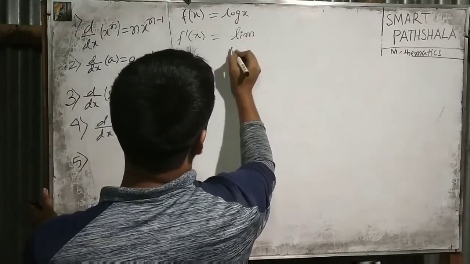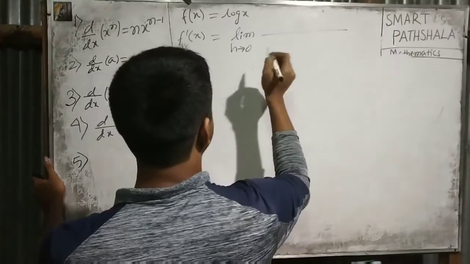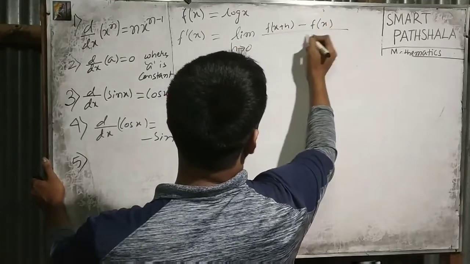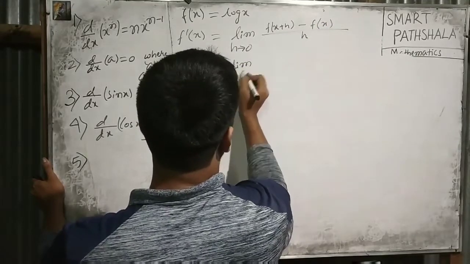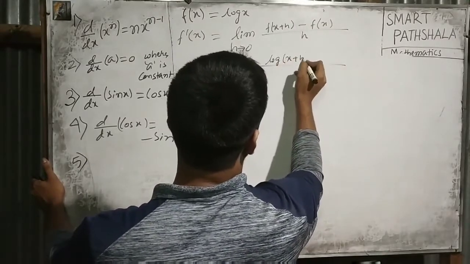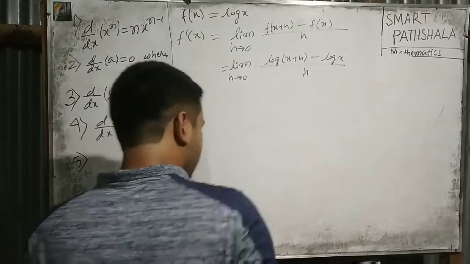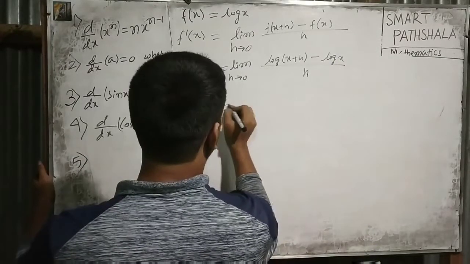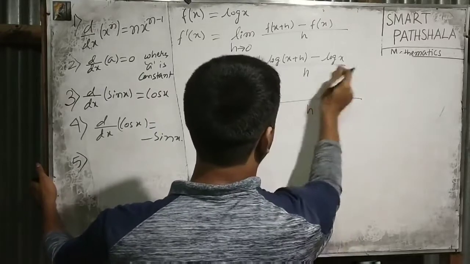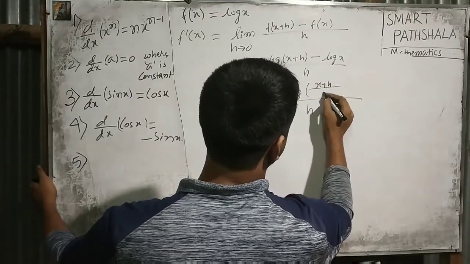Now again, I will write the definition. The limit as h tends to 0 of f of x plus h minus f of x by h, which means limit h tends to 0 of log of x plus h minus log x by h. Cool. Now limit h tends to 0, by h. Now for log, we have this formula, log of x plus h by x.